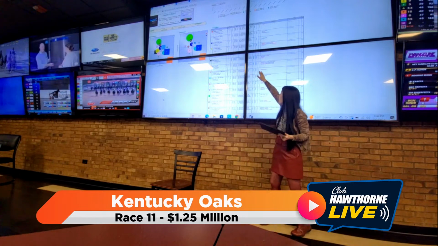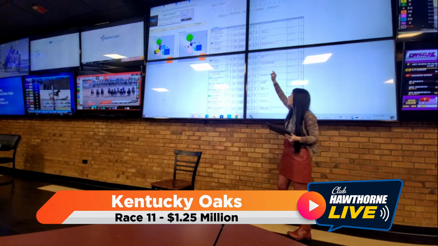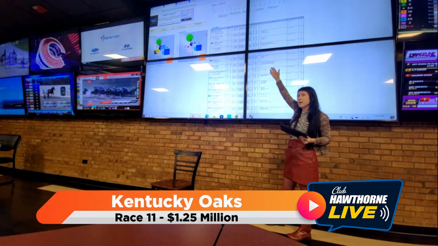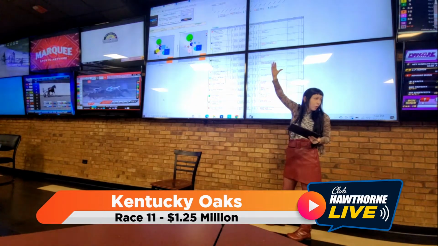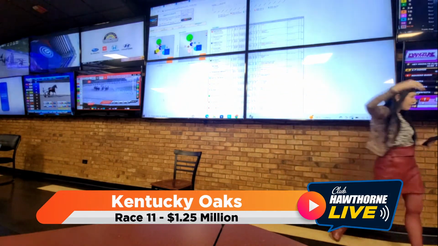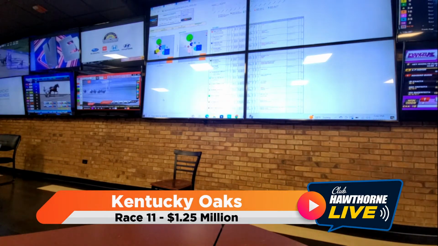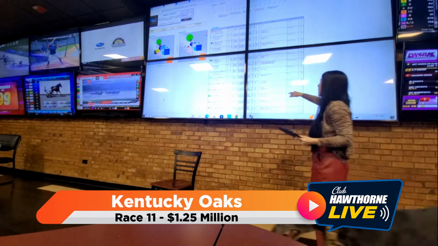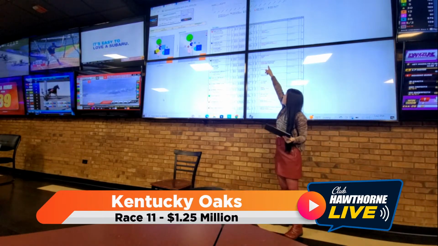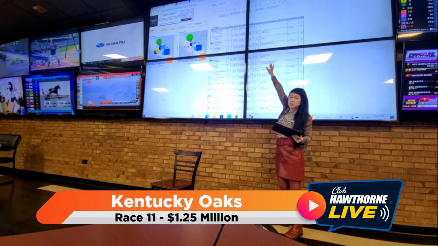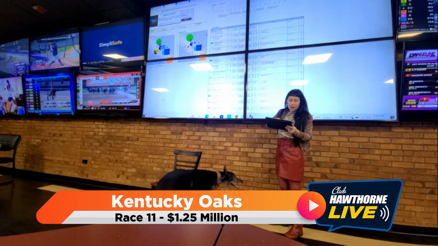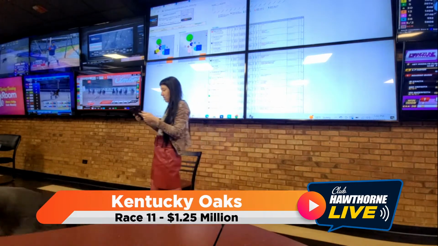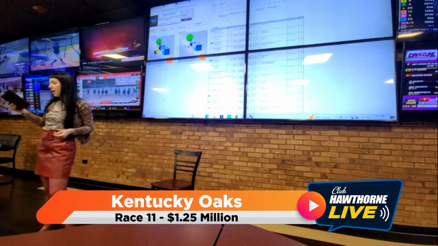So speed figure wise, she does have a 96 in her most recent start, but that was a top effort that day, top speed figure of that form cycle. And it was coming where she has a tendency to break slow and kind of a weaker race last out. So those are things to kind of keep in mind.